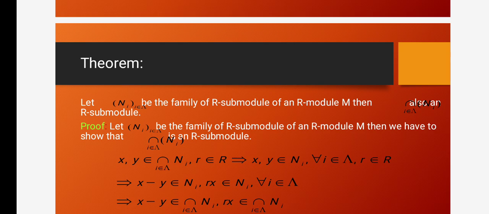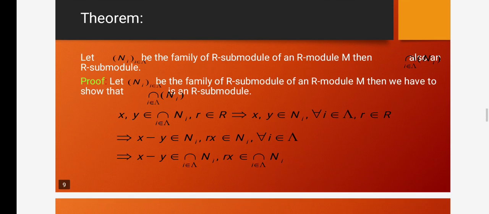Let Ni, where i belongs to an index set, be a family of submodules of an R-module M. Then the intersection of all Ni is also an R-submodule. Given in the theorem, N1, N2, N3 and so on are submodules, then we have to show that the intersection of N1, N2 up to n terms is also a submodule. Let us consider a family of submodules. Then we have to show that the intersection is also a submodule.